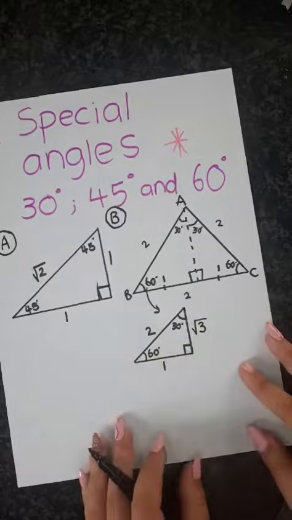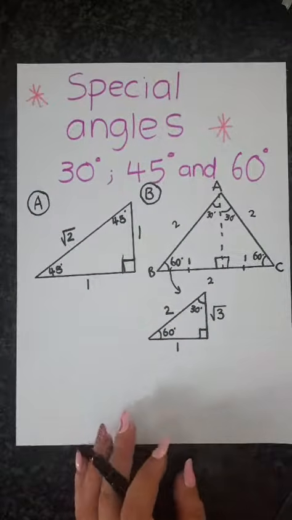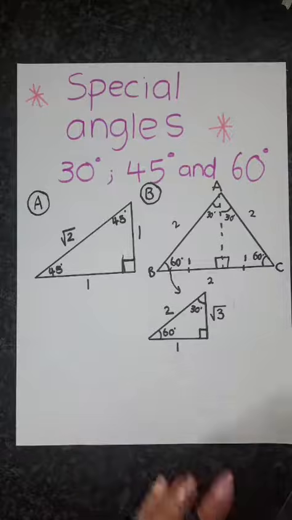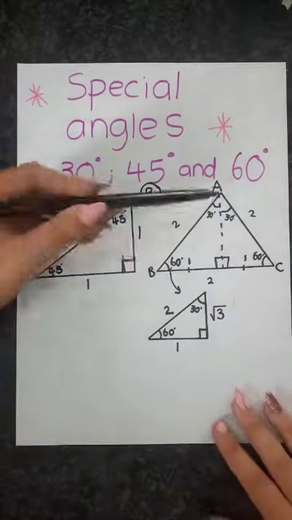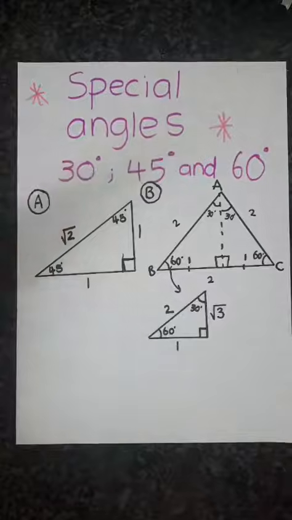I hope you guys understand what's going on here. How do you know that it's 60? Okay, so it's geometry. The sum of angles in a triangle is equal to 180.